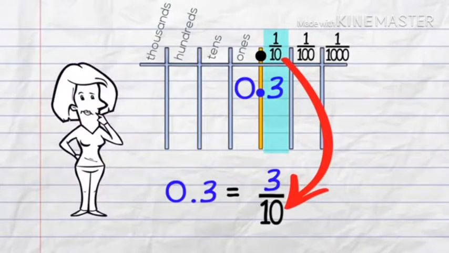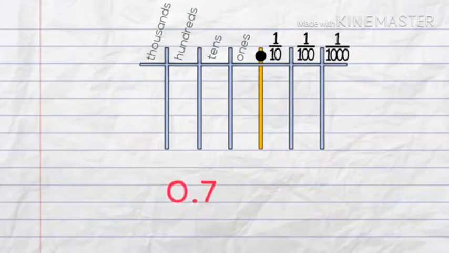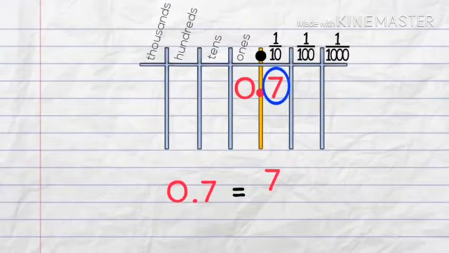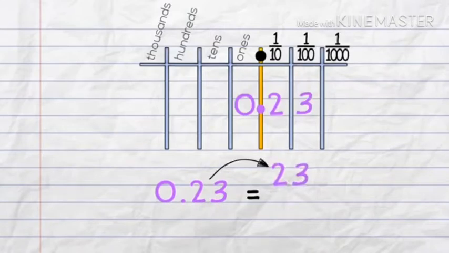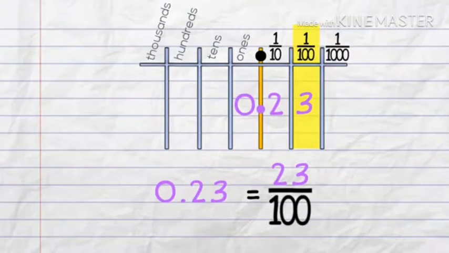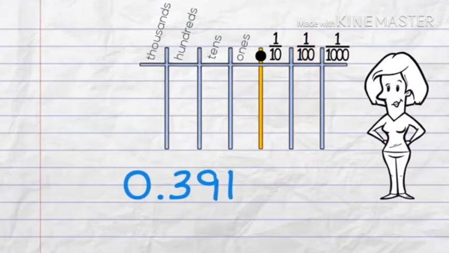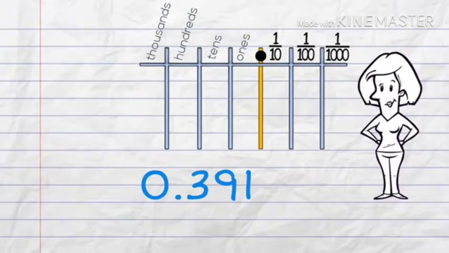Let's do some examples. Okay, the numerator is 7. There's only one figure after the decimal point. It's in the tenths column. 0.7 is 7/10. 0.23. This is 23 over something. Now we get the denominator. First column is tenths. Second column is hundredths. We have 23 hundredths.